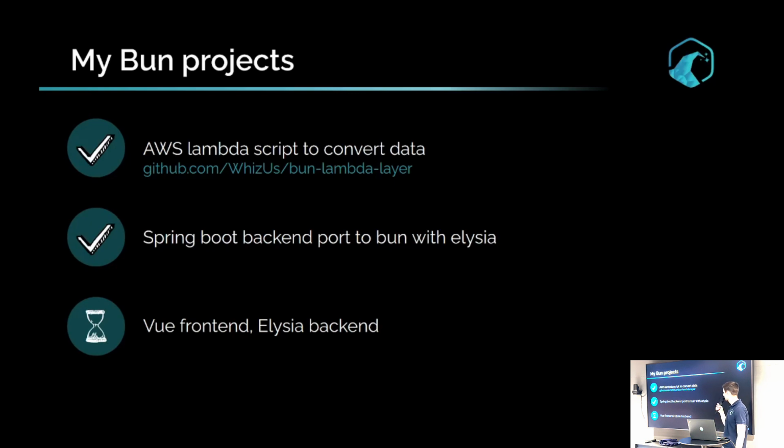The second one was a Spring Boot backend where we had memory issues. It used too much memory, so I tried to port it to Bun and it worked. So we solved these issues. I used Elysia, the Elysia framework, for this. This is a Bun-first web API framework.